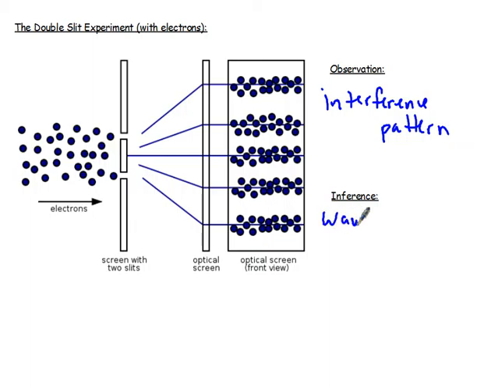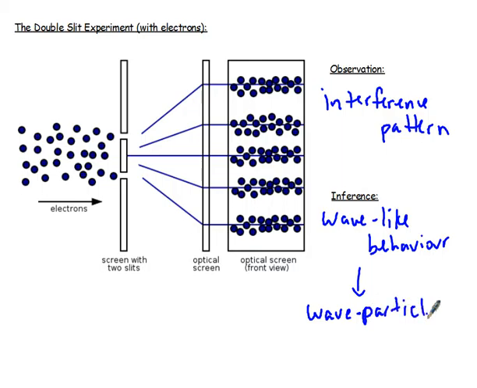And since we've already seen particle-like behavior from electrons, like for example in cathode rays, electrons must exhibit both wave and particle type behavior. So, wave-particle duality of electrons.